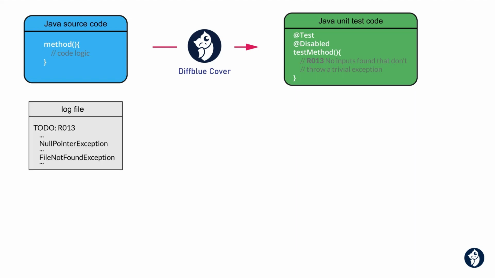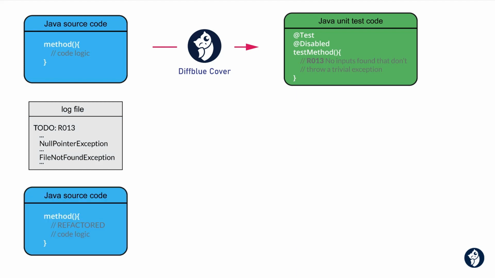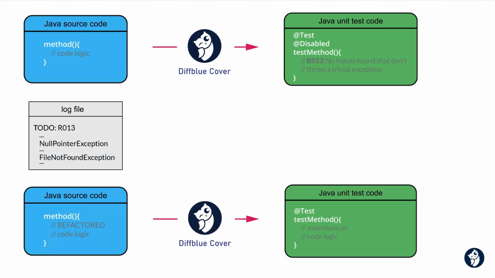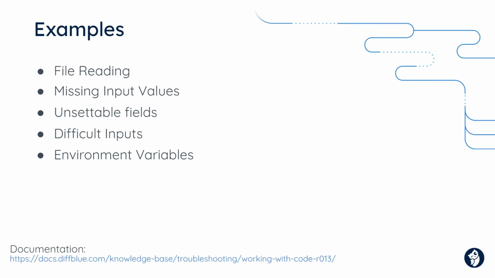In this video, we'll show how to take advantage of the log files generated by Diffblue Cover and how to apply the instructions written there in order to resolve the R013 code, covering thus more areas of the source code with useful unit tests. We'll go through several situations when your Java code may result in R013 being thrown by Diffblue Cover and explore a few workarounds which ultimately make your code more testable and increase unit test coverage.